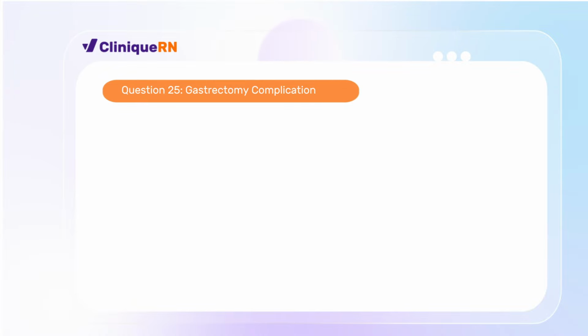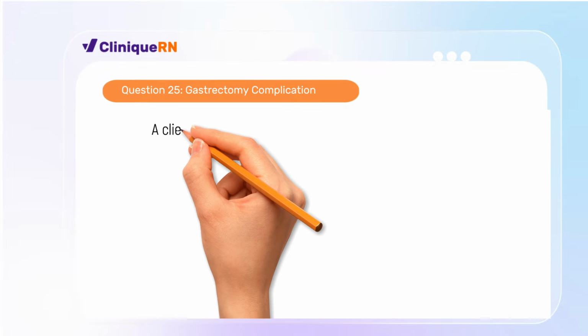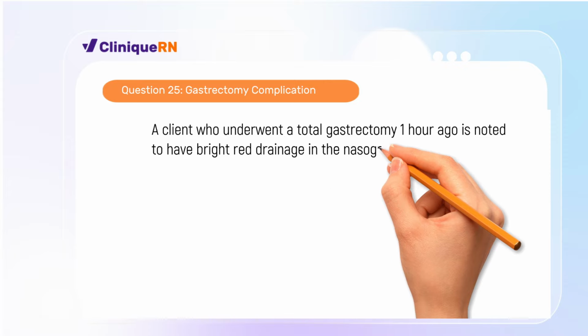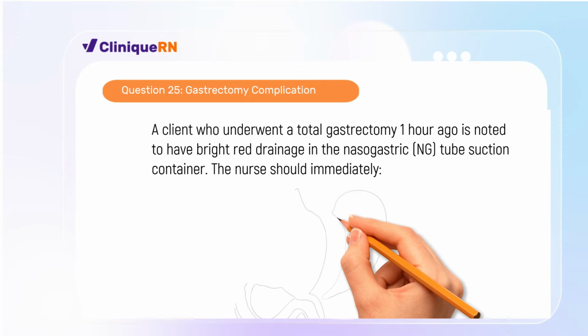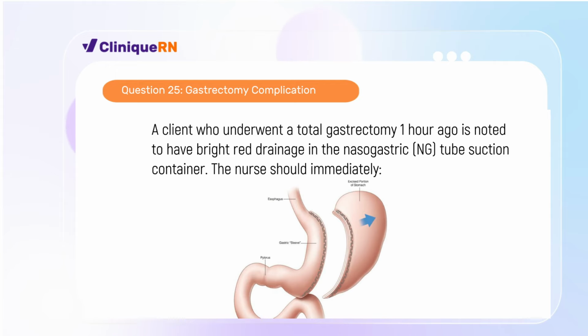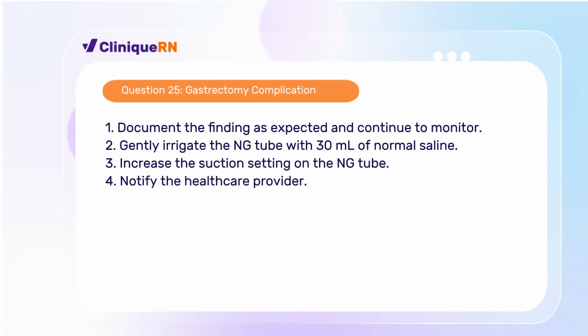Question 25. Gastrectomy complication. A client who underwent a total gastrectomy 1 hour ago is noted to have bright red drainage in the nasogastric (NG) tube suction container. The nurse should immediately 1. Document the finding as expected and continue to monitor. 2. Gently irrigate the NG tube with 30 milliliters of normal saline. 3. Increase the suction setting on the NG tube. 4. Notify the healthcare provider.